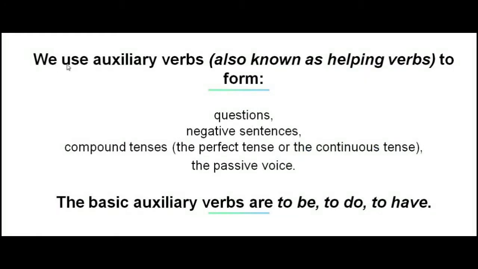Remember that we use auxiliary verbs, which are also known as helping verbs, to form questions, negative sentences, compound tenses, the perfect tense or the continuous tense, and the passive voice. Also note that the basic auxiliary verbs are to be, to do, and to have.